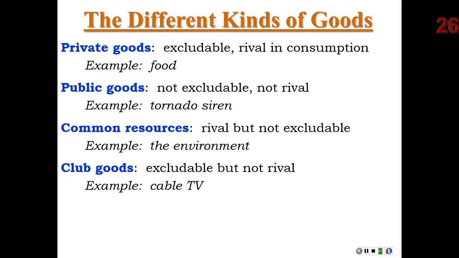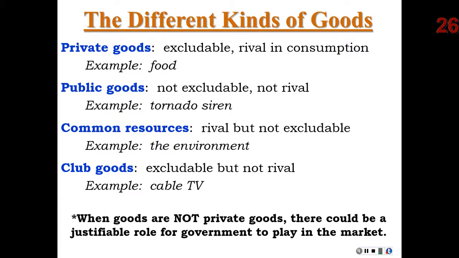And then you have club goods or natural monopolies, which are excludable but not rival. These tend to be monopolies, and public policy could probably help mitigate the market power of those club goods. Okay. When goods are not private, there could be a justifiable role for government to play in the marketplace.